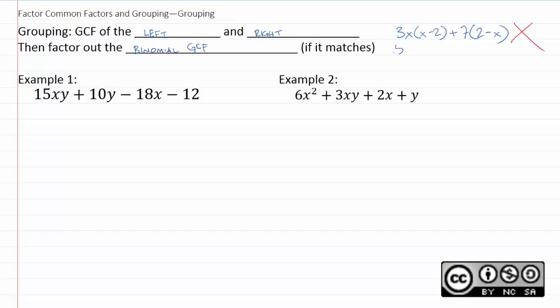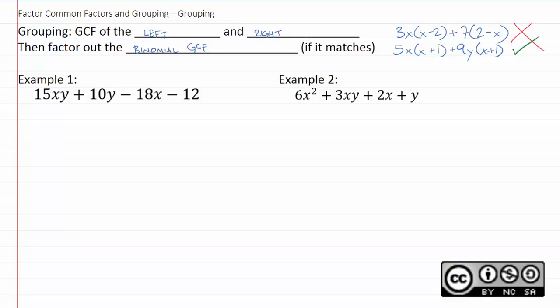If I had 5x times (x plus 1) plus 9y times (x plus 1), that I could factor because if you notice those two parentheticals are the exact same. Let's take a look at example 1 here.